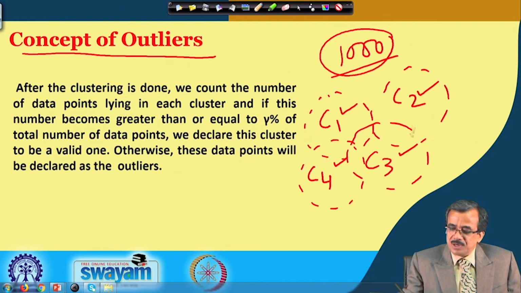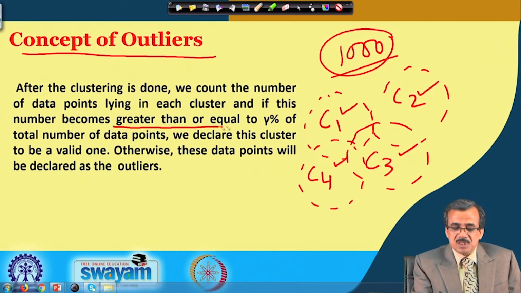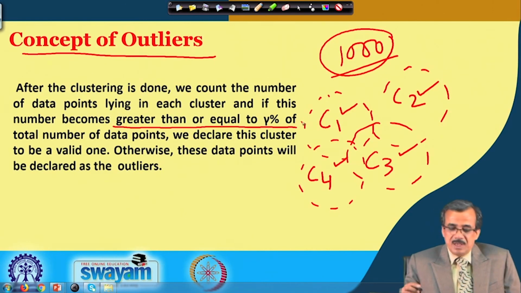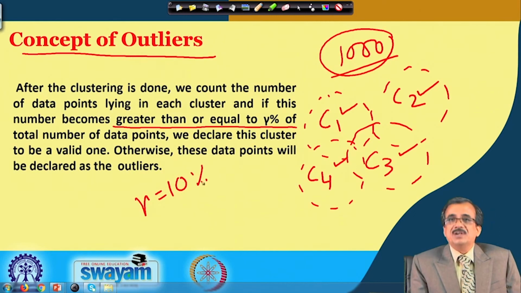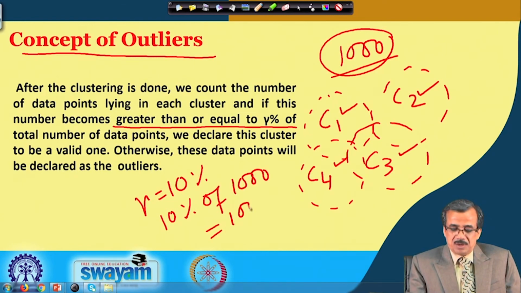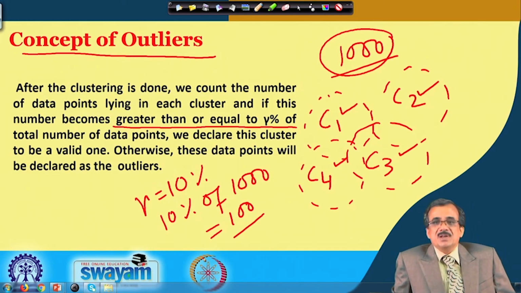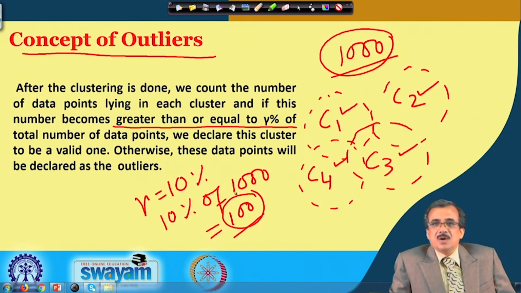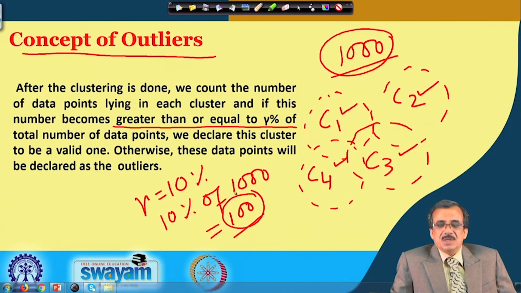So, we count the number of data points present in each of the clusters, and if that number is greater than or equal to gamma percent of the total data points, then we declare that this particular cluster is a valid cluster. Now, if I take say gamma equals 10%, that is 1/10 of your 1000, that is 100 points. That means, to declare a particular cluster a valid one, there must be at least 100 points in that cluster. Supposing there are only 30 points in a so-called cluster, we define those 30 points as outliers, and we do not consider that cluster having only 30 points as a valid cluster.